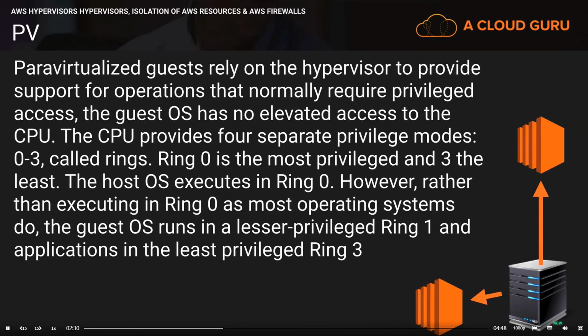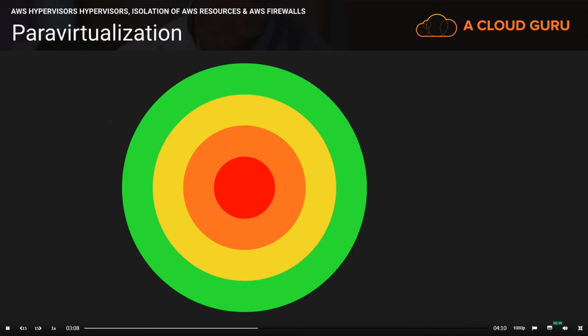Paravirtualized guests rely on the hypervisor to provide support for operations that normally require privileged access. So the guest operating system has no elevated access to the CPU. The CPU provides 4 separate privilege modes, 0 to 3, and these are called rings. Ring 0 is the most privileged, whereas ring 3 is the least. The host, so the Xen hypervisor itself, is going to be executing in ring 0, but the actual guest operating system will be executing in ring 1, and then all your applications are executing in the least privileged ring 3.